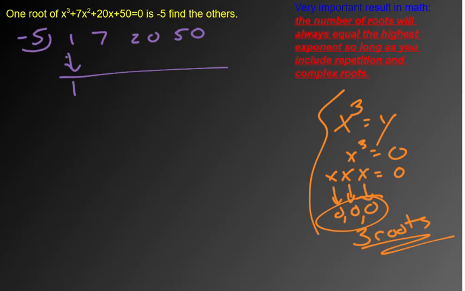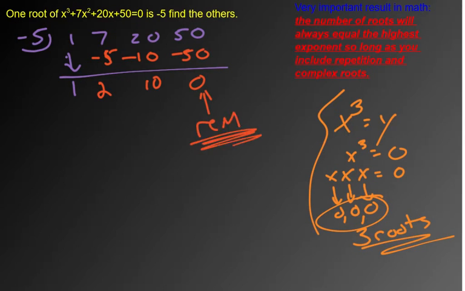Multiply now here and here, put that number here, add, and so on. So I get negative 5, and then I add, and I get 2, and then negative 10, and then I add, and I get 10, and then negative 50, and I get 0. And that is the remainder, right? If negative 5 is a root, you should be dividing in perfectly, right? You shouldn't have anything left over.